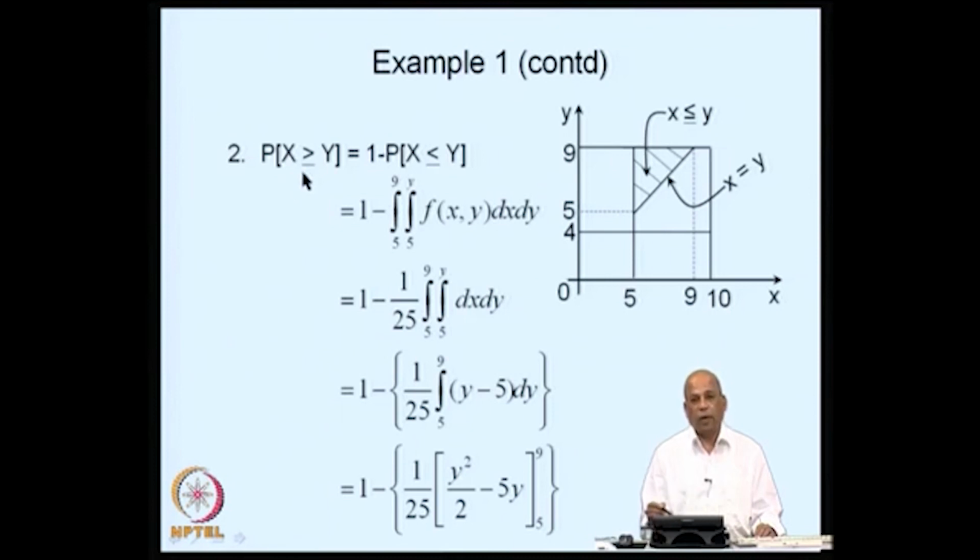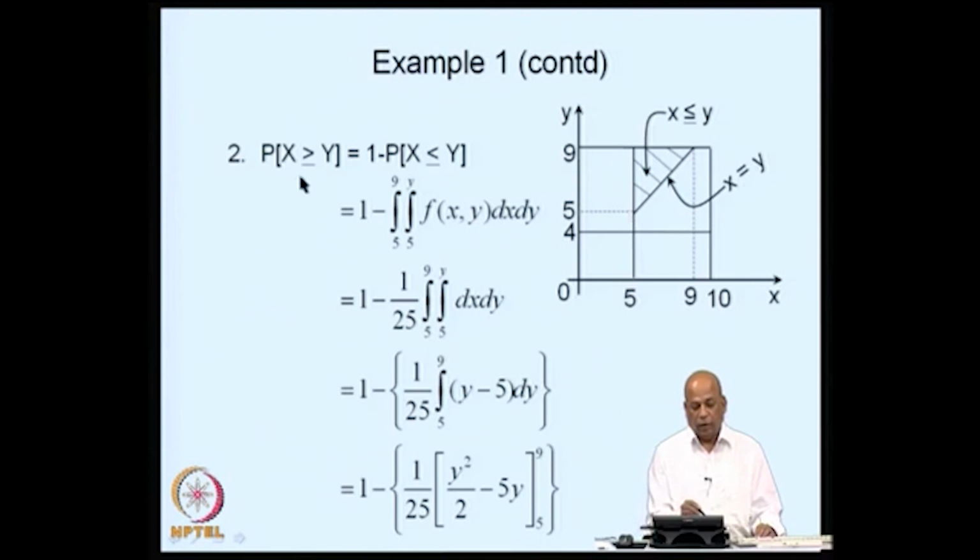First, we will identify the region where x is greater than or equal to y. For that we draw a line x is equal to y in this region. The lower value of x is 5, so we start with 5 and then draw the line x is equal to y. In the region above this line, y will be greater than or equal to x, and in the region below this, x will be greater than or equal to y. We are interested in the probability that x is greater than or equal to y, so we are actually interested in this region.